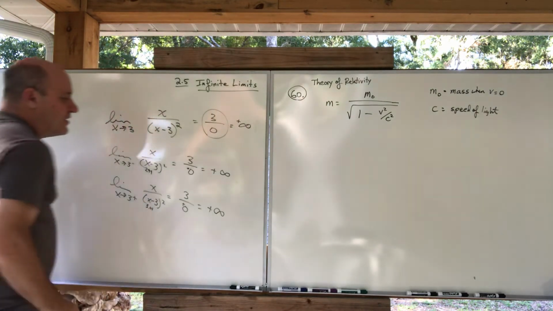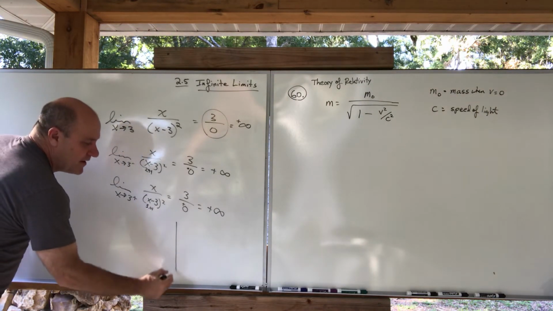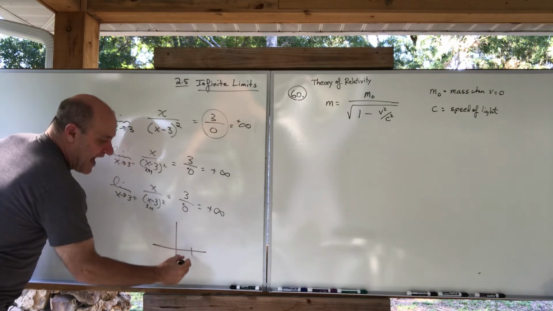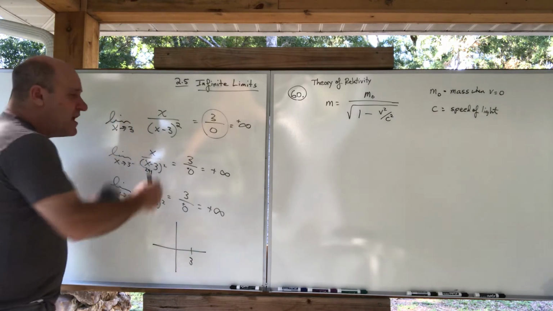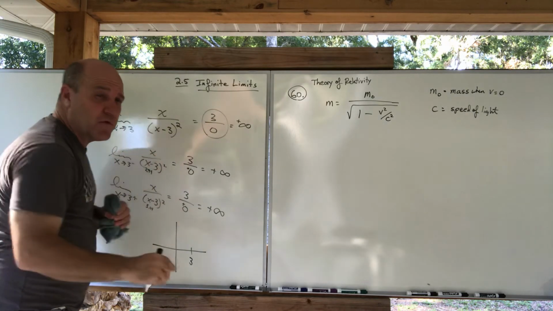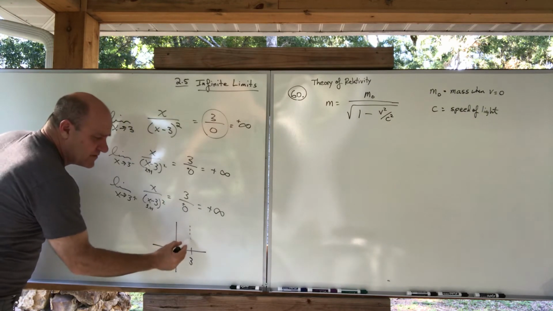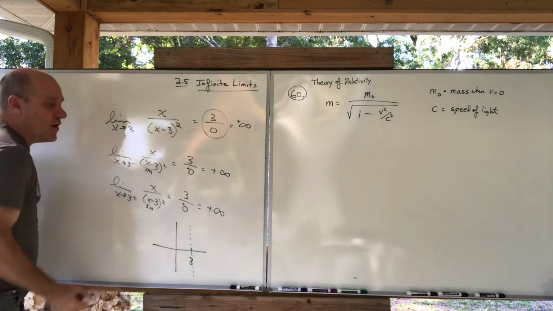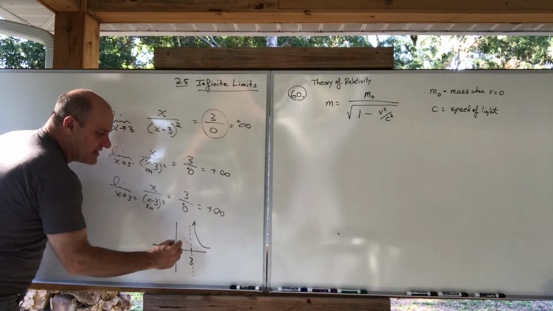The picture, just for fun, would be at 3 again. It's undefined and it's a vertical asymptote. Remember, if it's undefined but can cancel away somehow, those were holes. But these undefined places that don't cancel away are vertical asymptotes. And this time, from the left and the right, both of them are approaching positive infinity.